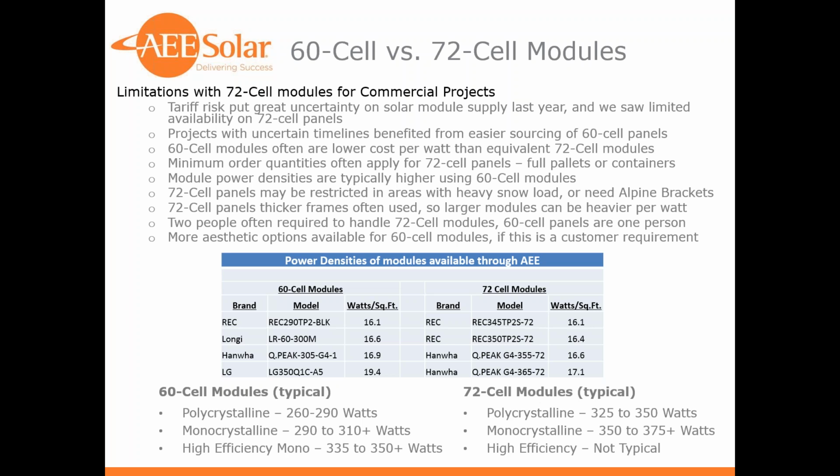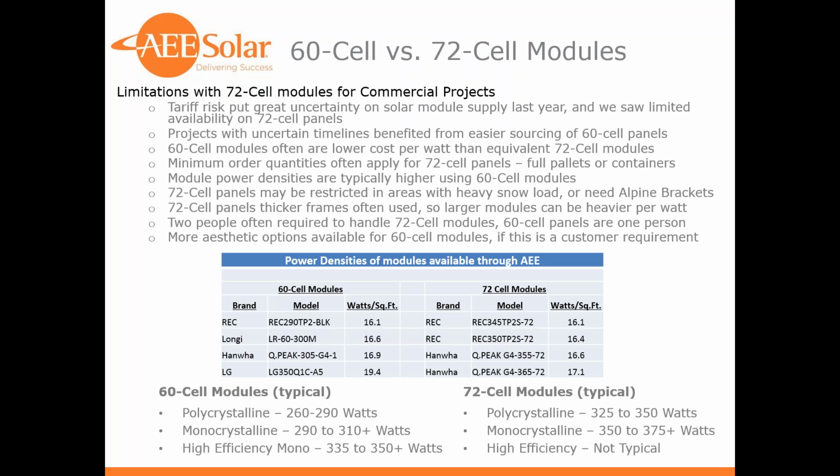Another minor concern, but we've come across this once or twice, is that if the modules are visible on a commercial project like a hotel or such, most 60-cell modules are black frame, sometimes with the optional black backsheet, so these can have more aesthetic options. 72-cell modules generally are restricted to the silver frame and the white backsheet.